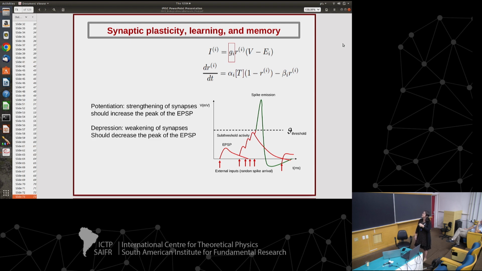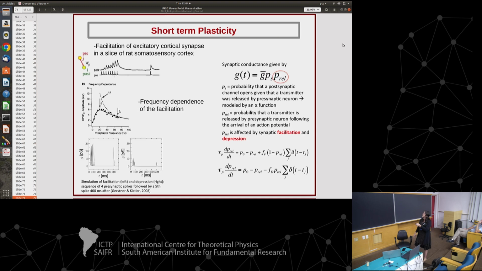So the same random input arrives, but the EPSPs do not have the same value. Okay? Do you get the idea? Potentiation and depression. I will talk about these names again. So we can have short-term plasticity. That is something that we can see with very few spikes.